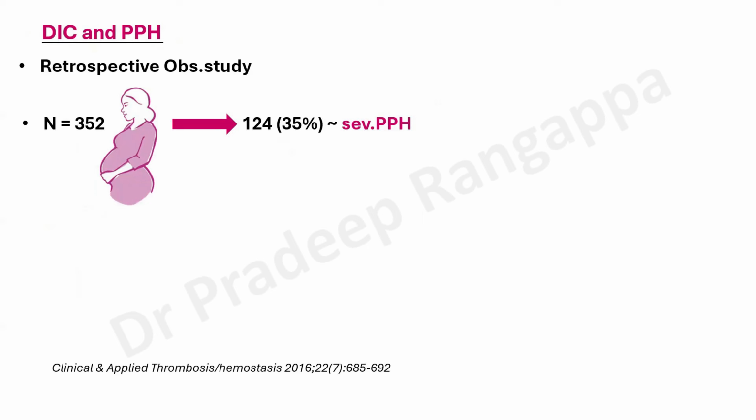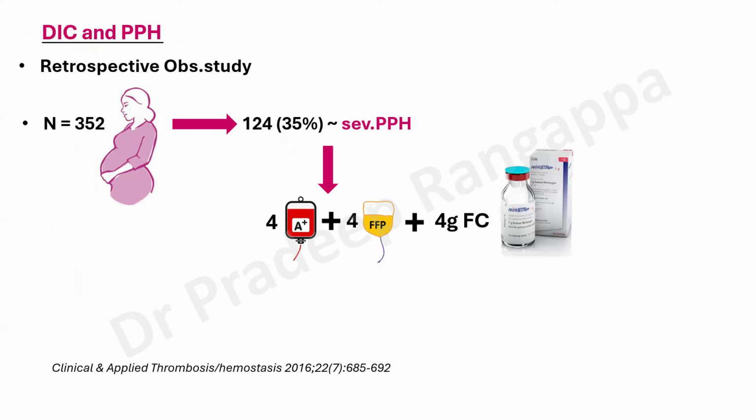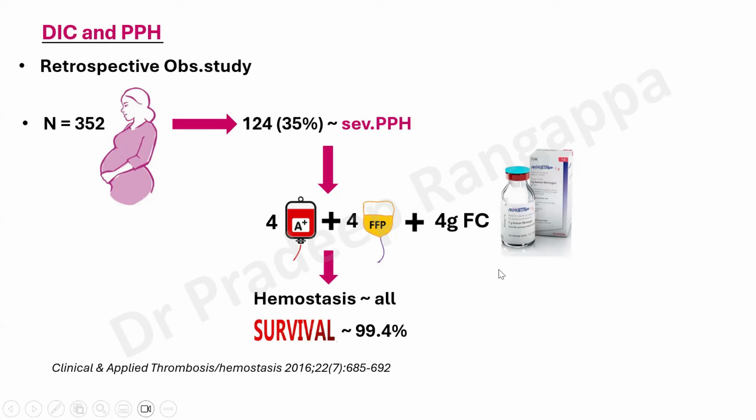And this was another study, a retrospective observational study done in 352 pregnant patients, out of which 35%, like 124 patients, had severe PPH. And here they gave 4 units of blood with 4 units FFP with 4 grams fibrinogen concentrate as a protocol for these patients. And they could achieve hemostasis in all the patients, and survival was 99.4%. Here, as you see, instead of cryo, they had used 4 grams fibrinogen concentrate.